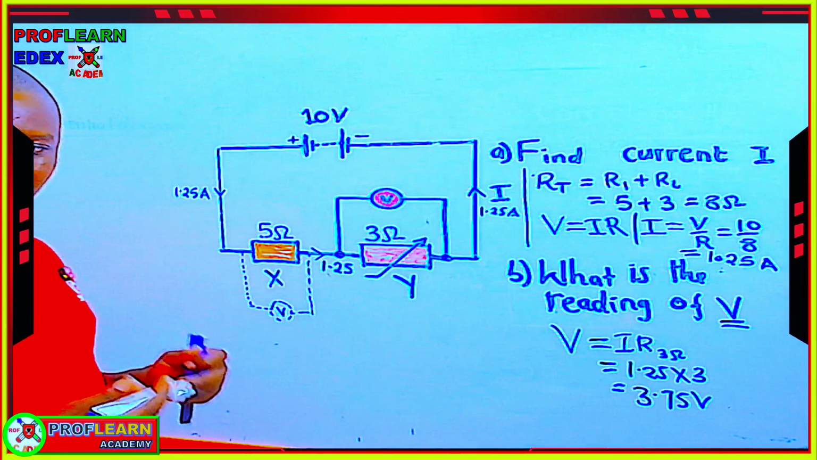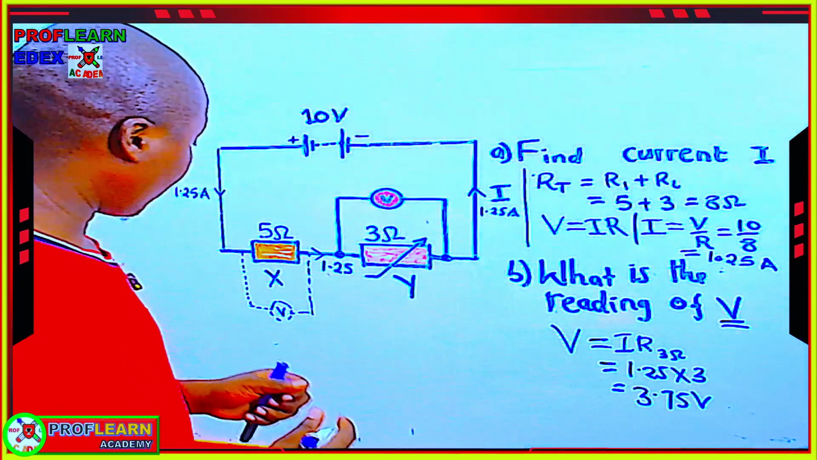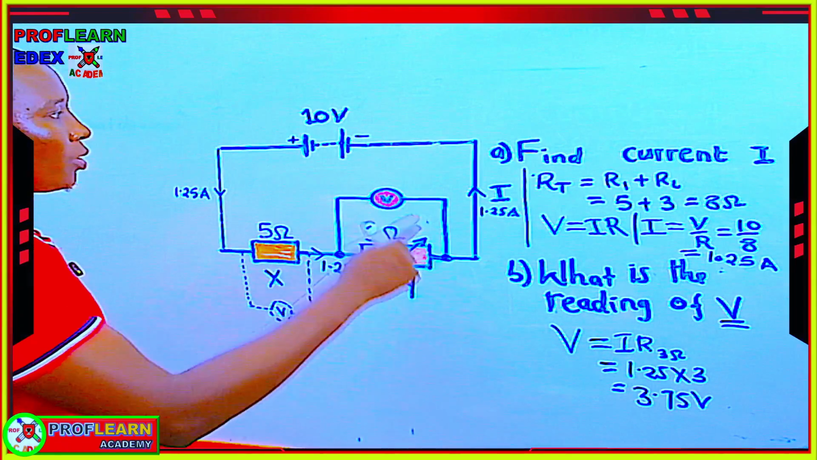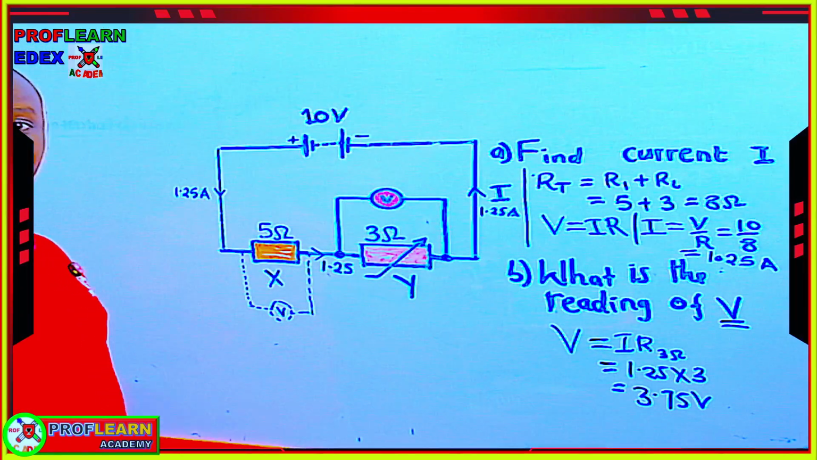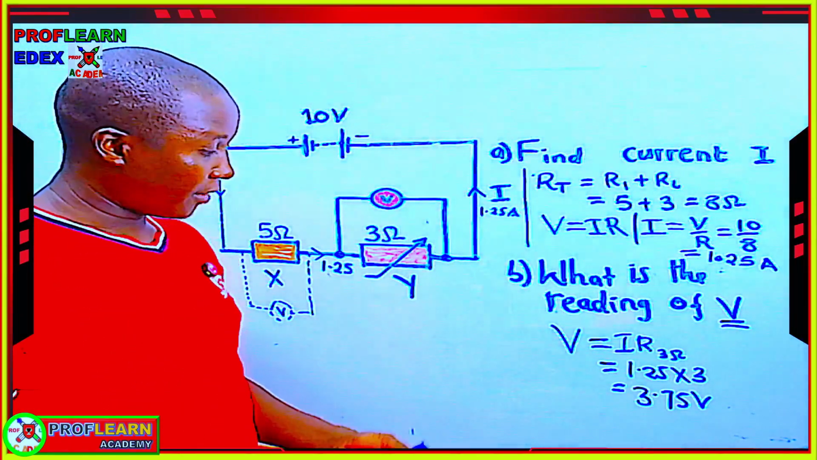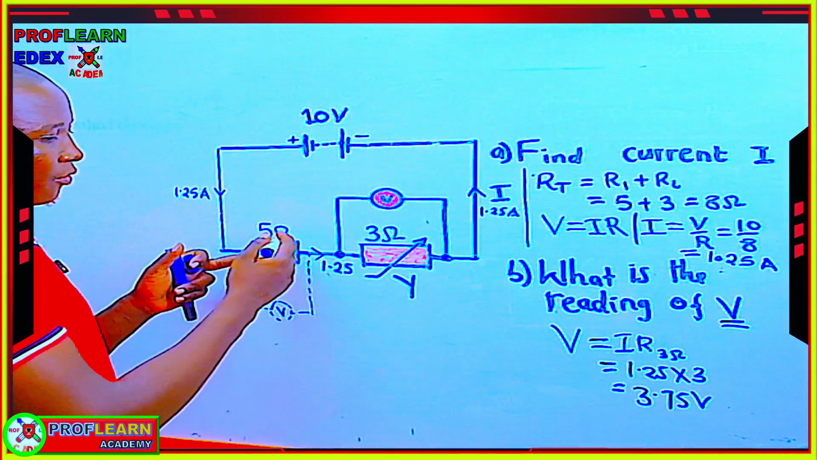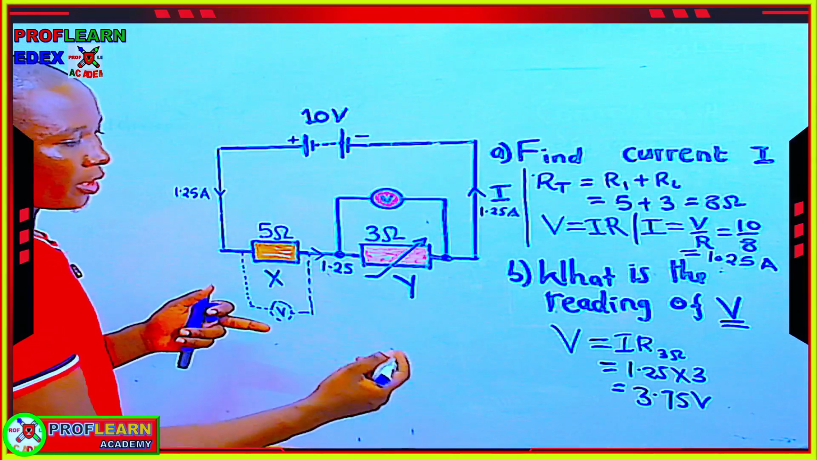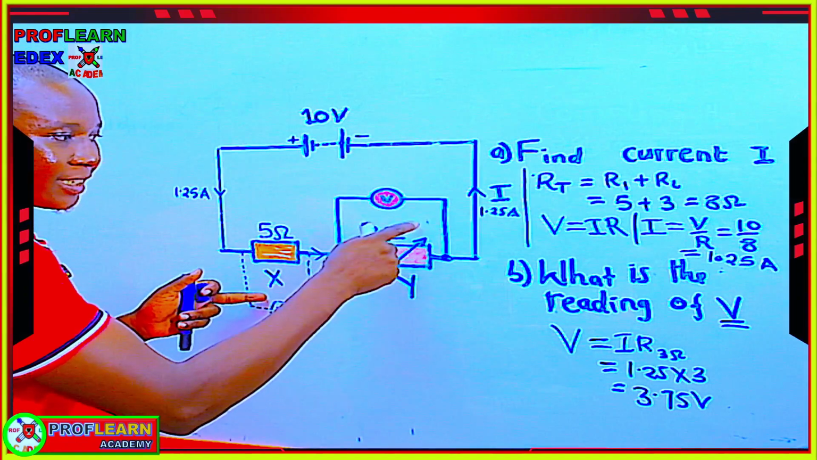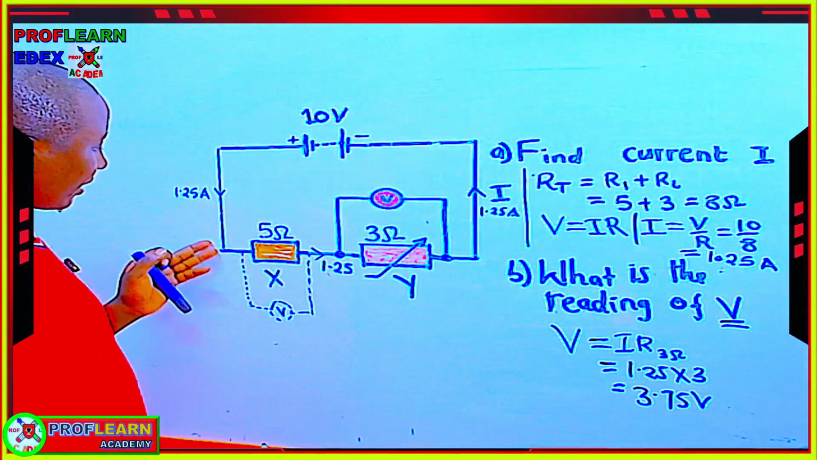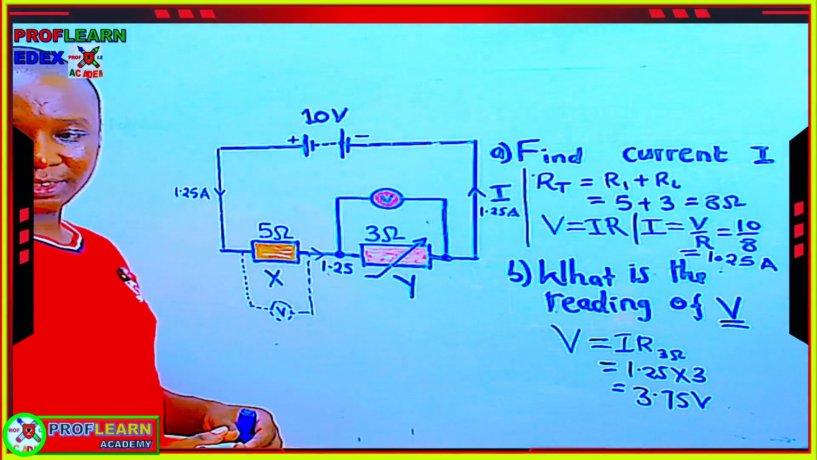across this. Something that I need to mention also is that the voltage drop here plus the voltage drop here should add up to 10 volts. So in the event they ask you to work out also the voltage drop across the 5 ohm resistor, you are going to take 10 minus the answer you got here. But at the same time, you can work it directly by saying the current times 5. You will get the same thing.